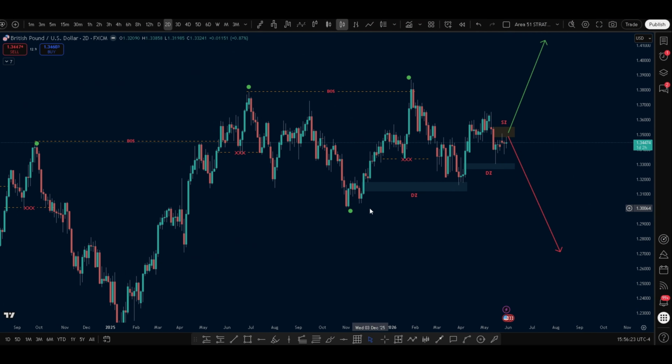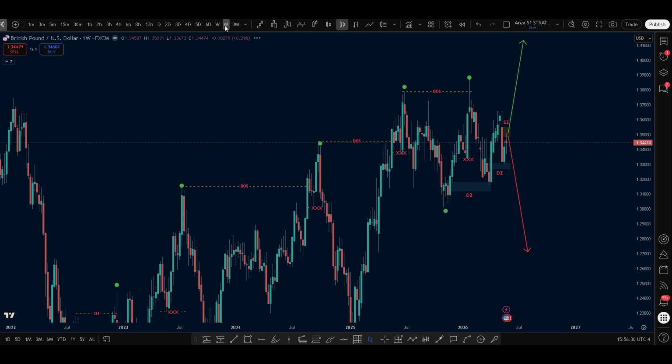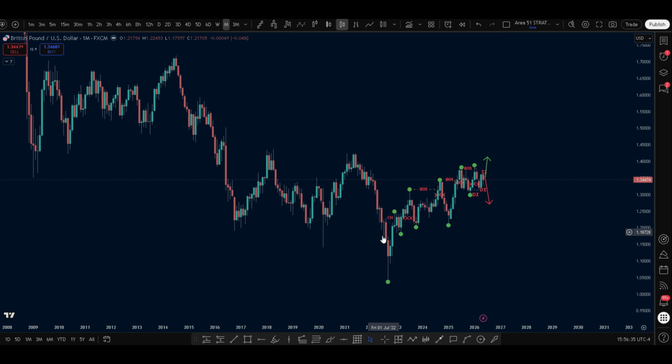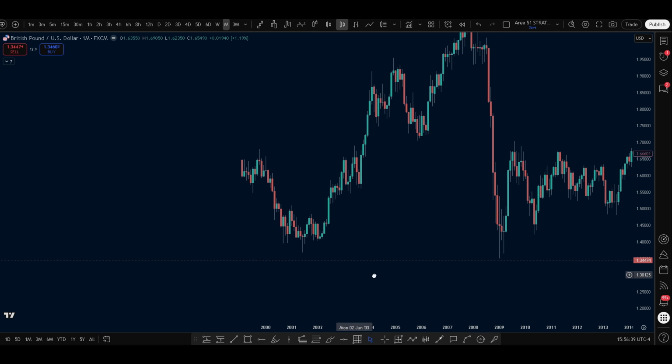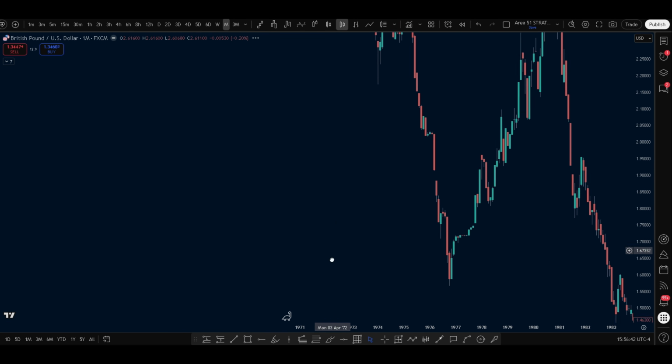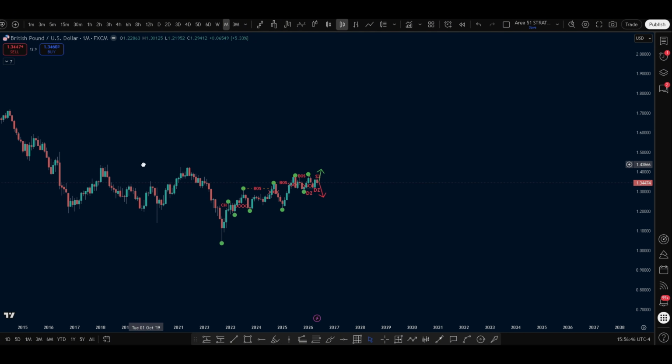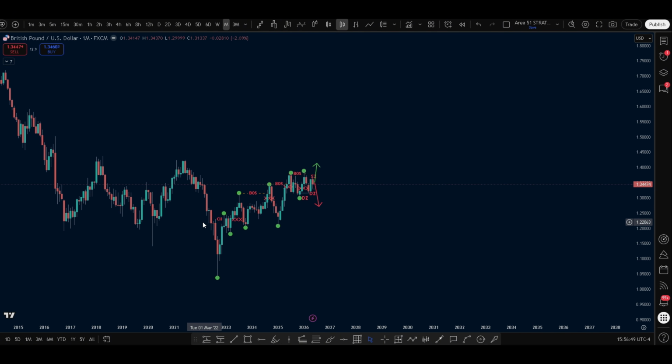All right, here we have GBP USD, Pound USD, known as cable. Now let's go to the monthly time frame. I just want you to forget about everything from here all the way here, from 1971 to 2021. Forget about everything from here all the way down. That's too much data. You don't need none of that.